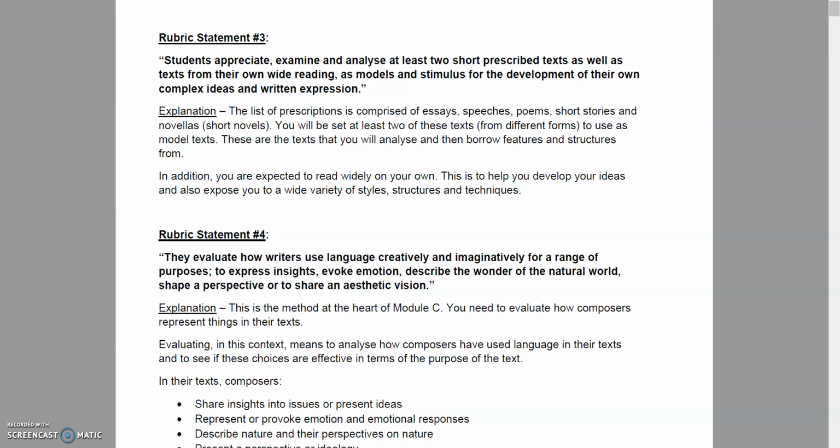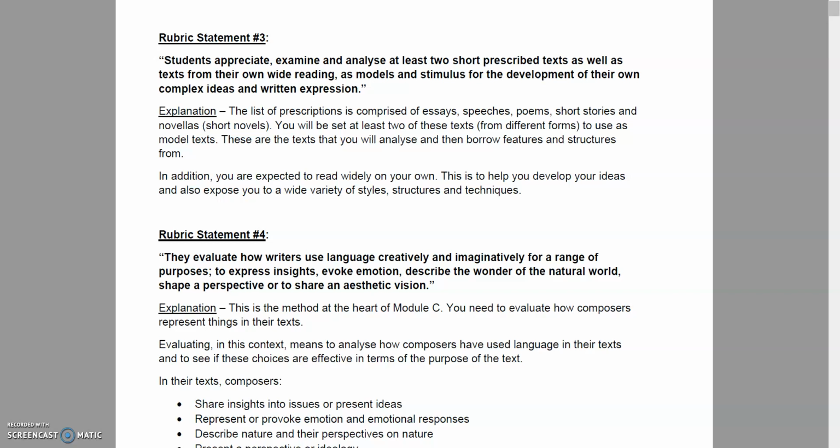Jumping to rubric statement 3 here. Very importantly, it's about examining some prescribed texts. So Nessa mandates that we study at least 2 Mod C prescribed texts. We actually teach 3, and you can teach as many as you want. The purpose of the prescribed text here is a little bit different to your other modules. In your other modules, you've got to have a really close analytical understanding of those texts. Here, rather, you're looking at them as examples of great writing.